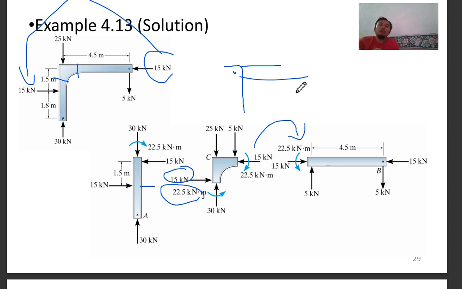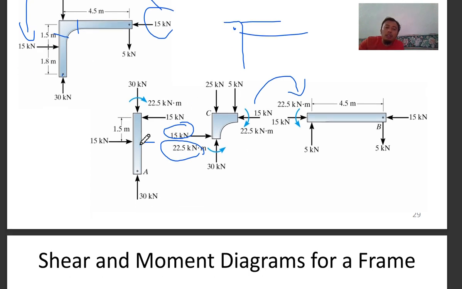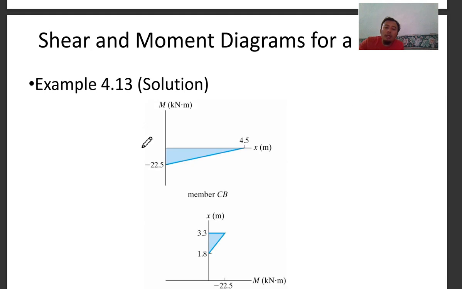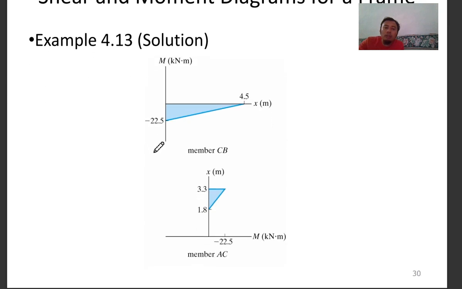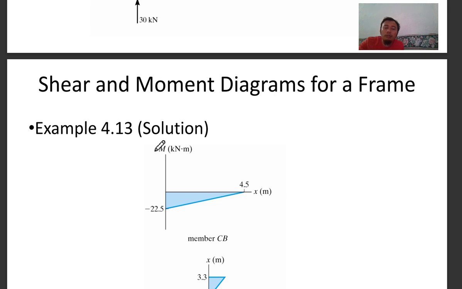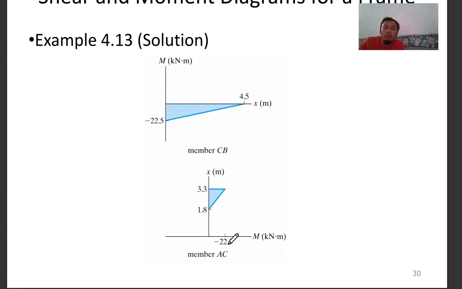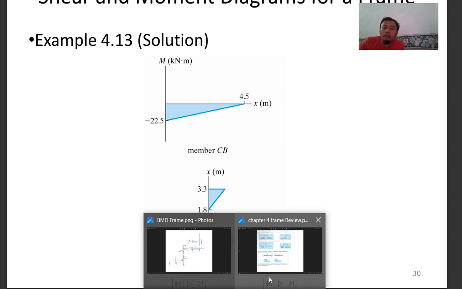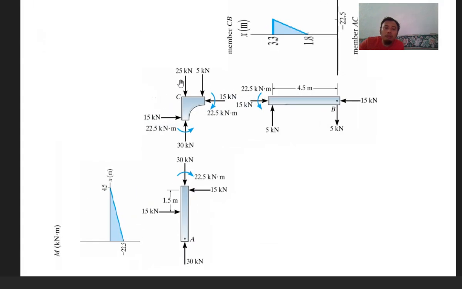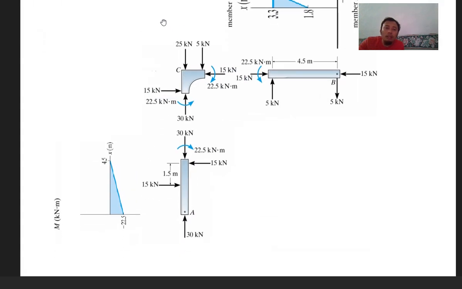Once you have calculated all these internal forces, you can draw the shear force diagram. So these are the shear force diagrams for member CB and AC. I think it'd be best if you look at this. As you can see here, there's a pin here, a roller here.